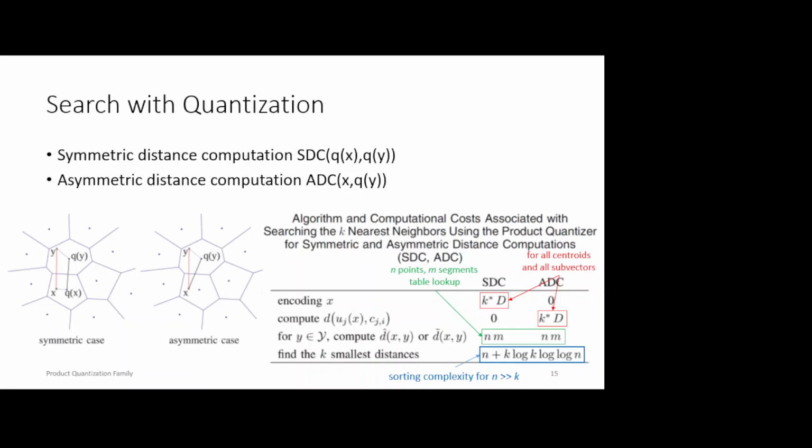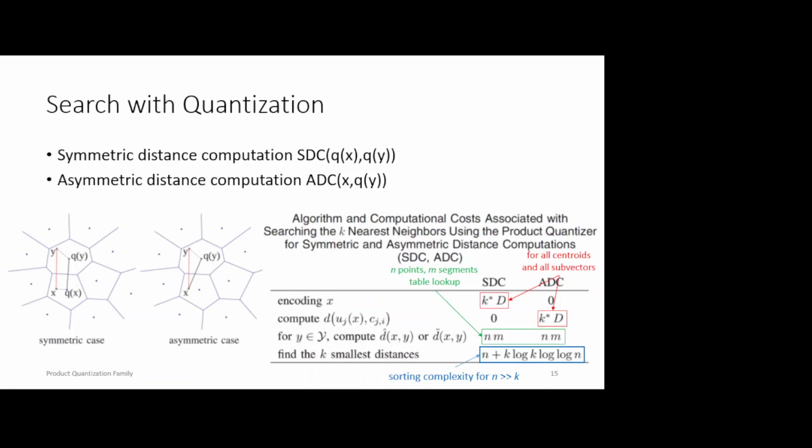So at this moment, when you know X is quantized to this cell, to this region, and you want to compute the distance to all the other cells, you just look up the table. You don't need to apply any distance computation here. You just look up the table. It's very fast.